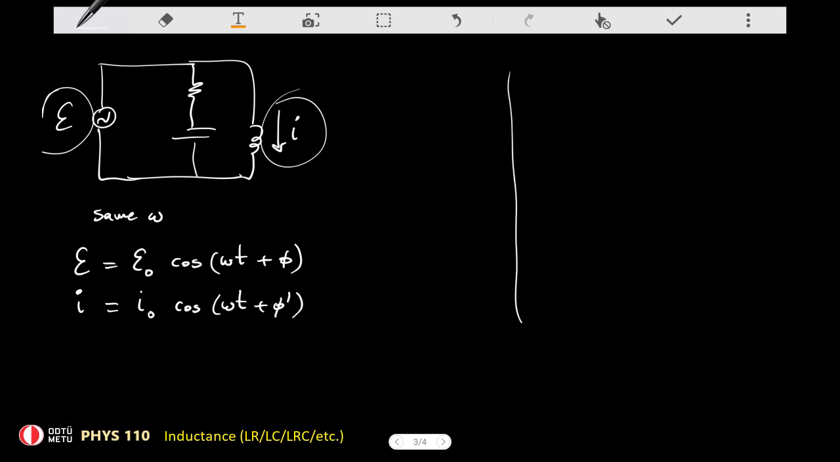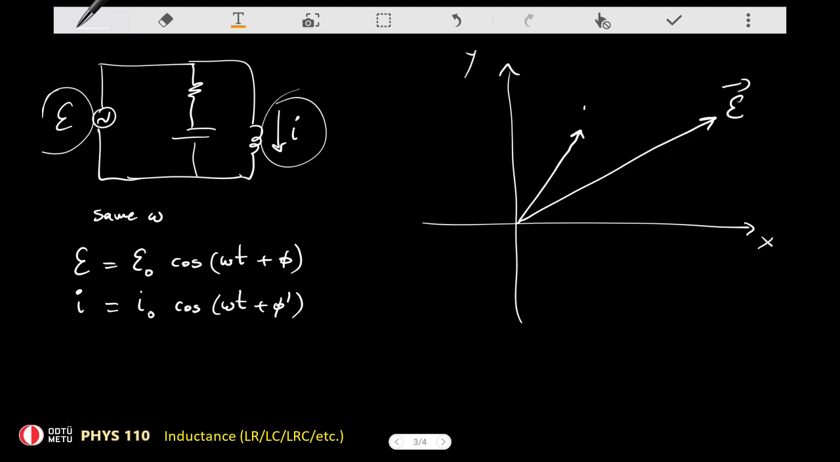So if I draw both of these quantities on the phasor diagram, how do they look? The EMF is going to look like a vector like that, and the current is going to look like a vector like this, right? Where this angle is omega t plus phi, and this angle is omega t plus phi prime. So on the phasor diagram, these two vectors rotate with the same angular velocity, which means that the angle between these two vectors is constant. So I'm going to do it like this. So this is phi minus phi prime.